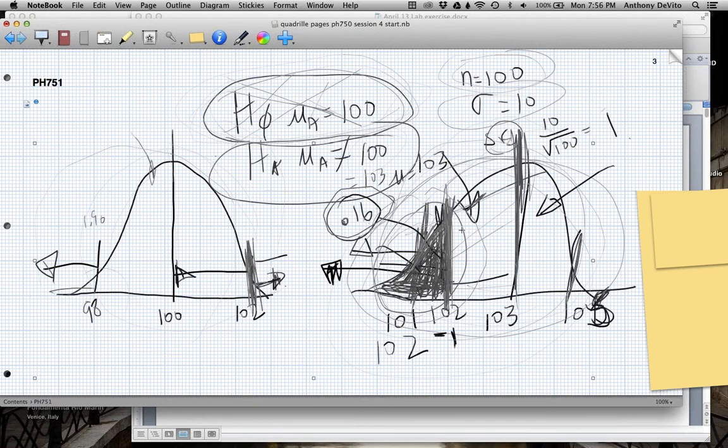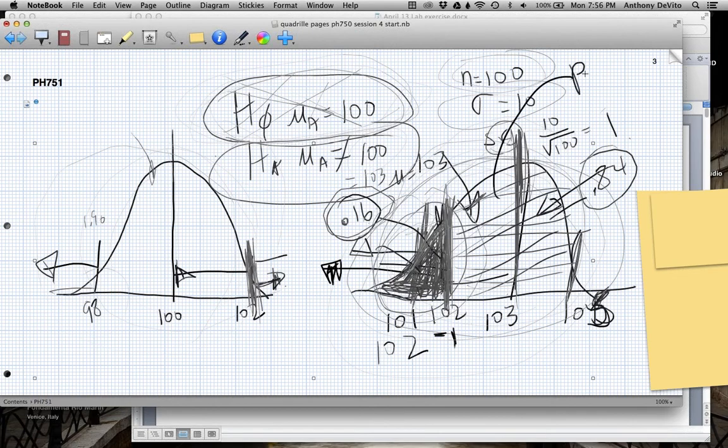Okay, how about this area over here? This whole area is 84%, 0.84. 84% of the time, I will get a high enough value when I take my sample of 100 to say it's greater than 102 and reject the null hypothesis. That's called my power.